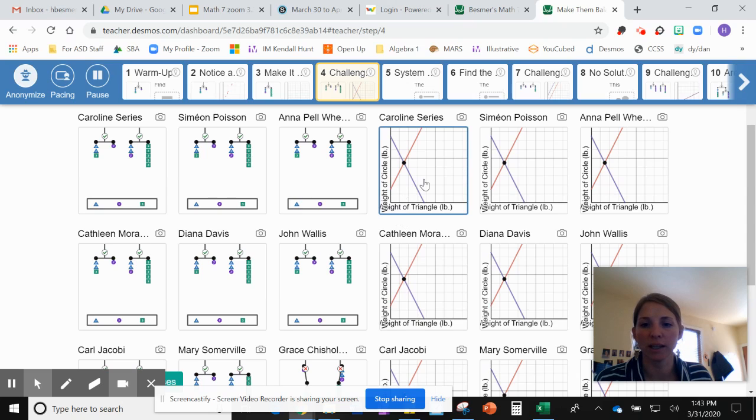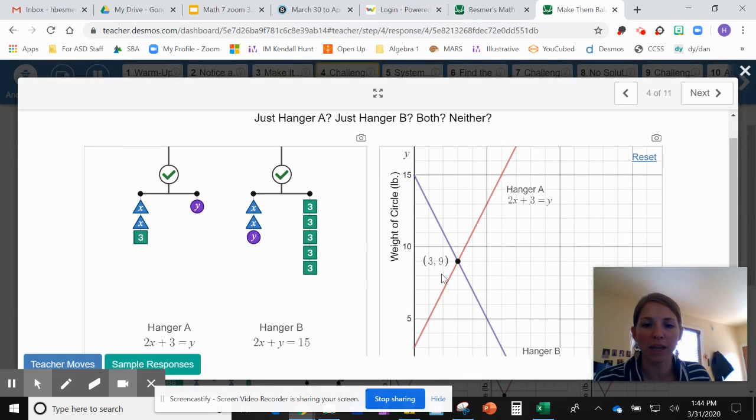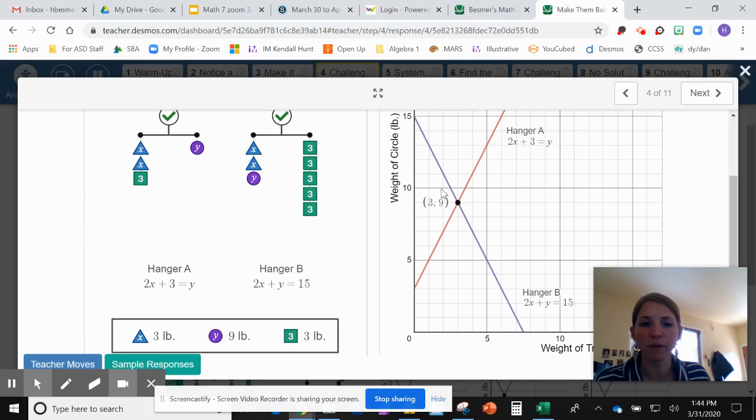And a lot of you articulated it nicely in the last slide, but we're really looking for the intersection point on a graph, or the point at which, with the hangers, both of these balance using the same values for X and Y. Again, if you want to think about that in terms of the equation, it's when you can plug in values for X and Y and they're true in both equations.